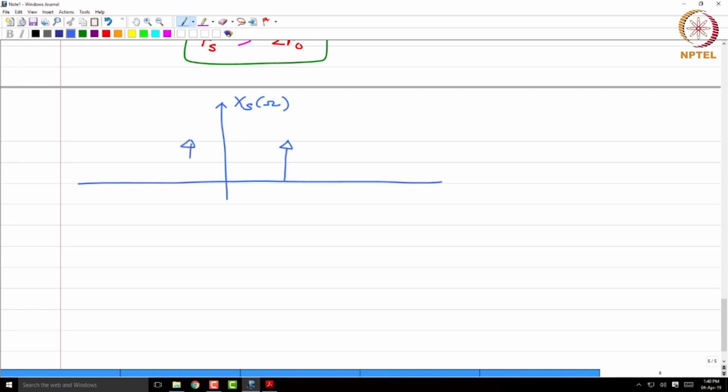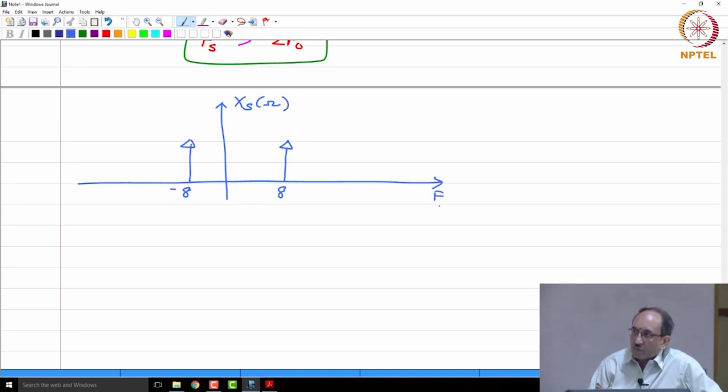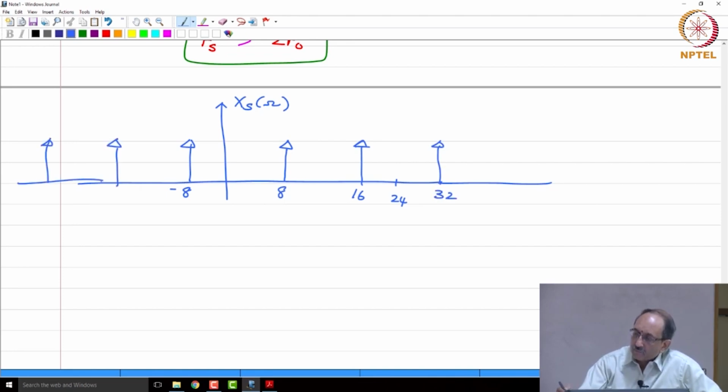So, Xs of omega, so this is 8 kilohertz, I am plotting this on the frequency scale. So, this is plus 8 and minus 8, and I am going to sample it at 24 kilohertz. Therefore, this will repeat every 24. So, there is repetition will occur at 24, and I will have one impulse at 16, the other impulse at 32, and similarly on this side. So, this will be minus 24, this will be minus 16, minus 32. So, this is Xs of omega for 8 kilohertz sampled at 24.